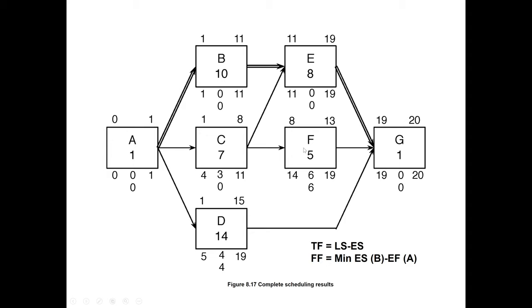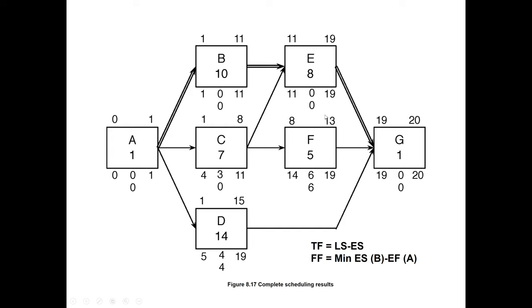So say for example, F, we compare F and G. So the total float we have here is 6 days. So it means the project manager has 6 days of free time that he can delay this F activity, maybe 1 day, 2 days, and it will not affect the finish time of the project, because F is going to complete on 13.